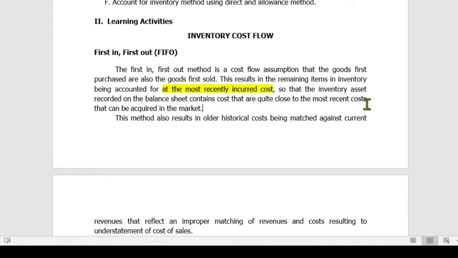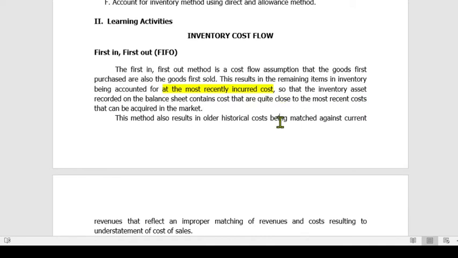Dahil ang logic dyan, kung sino yung naunang ipinasok doon sa warehouse, dapat siya rin ang unang lumabas kapag meron ng sale. Therefore, ang nire-reflect niya sa inventory sa financial statement mo ay yung pinaka-recent na mga cost, dahil ang matitira, yung ending inventory mo will be measured at the recently purchased cost.